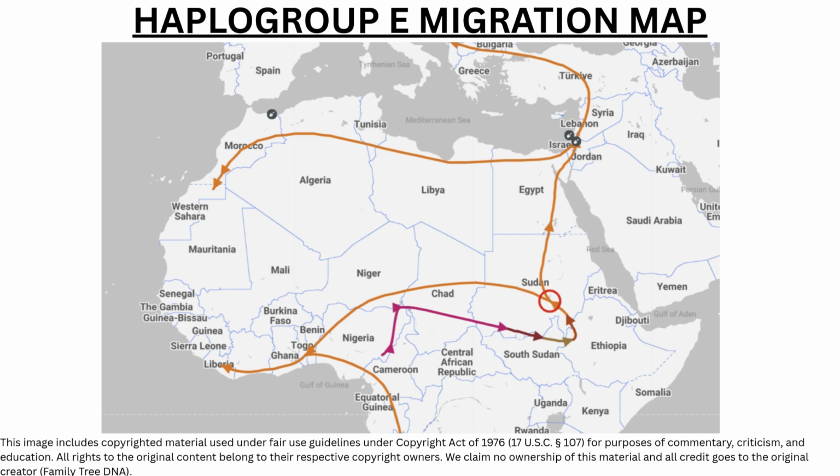The migration map shown here shows how the haplogroup E population migrated from the original starting point, and you can see that they go through Egypt and then to Israel. And of all the haplogroups, they're the only haplogroup that shows this migration going south to north from Egypt to Israel.